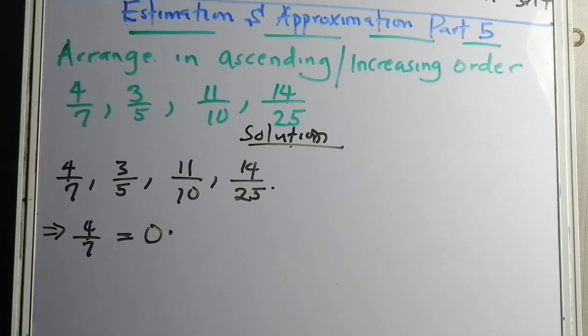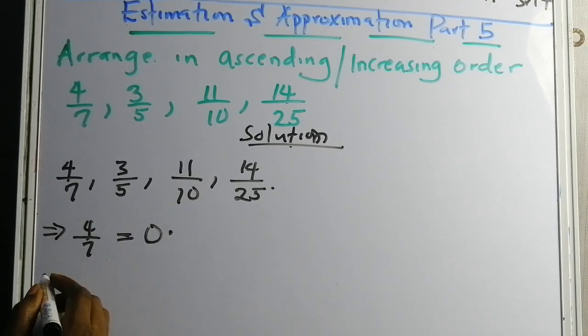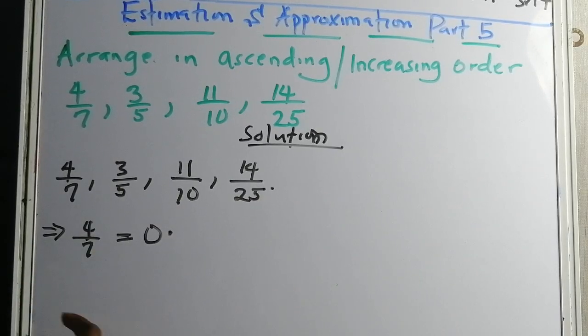7 times 7 is 49. So the square root of 49, you all know that is 7. But we are talking about 40 here. If you remove 7 from 49, you will have 42. So it means 7 times 6 is 42. Or we can say 7 times 3 is 21, 7 times 4 is 28.